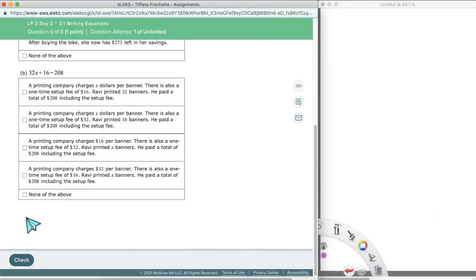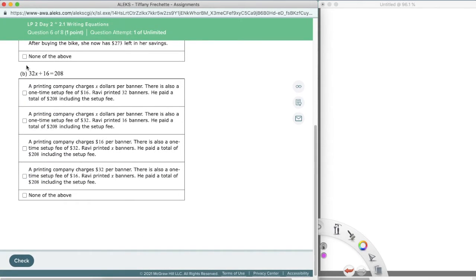So we have 32 of something. We should hear multiplication here. And then we should hear an addition of $16 and a total of $208. So: A printing company charges X dollars per banner. There is also a one-time setup fee of $16. So far, this might sound like a minus, but if we're totaling a bill, this would be an add-on.